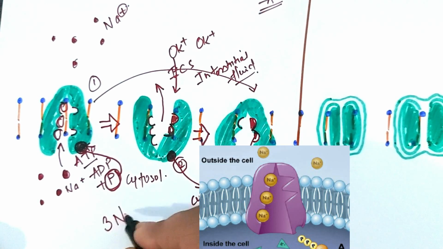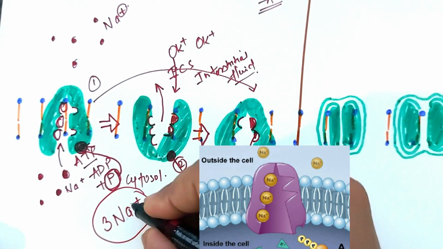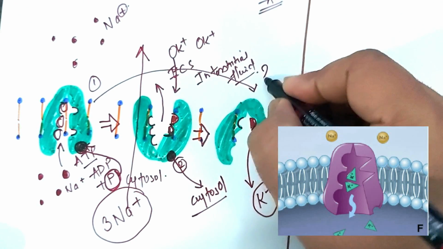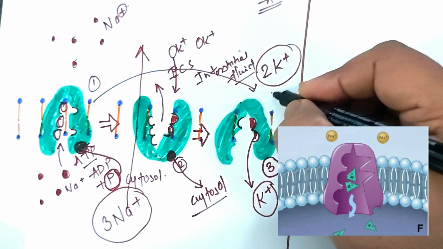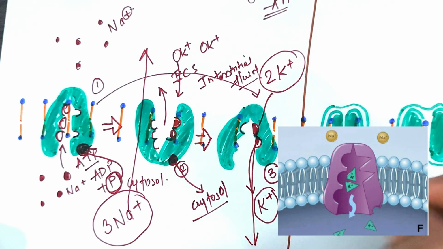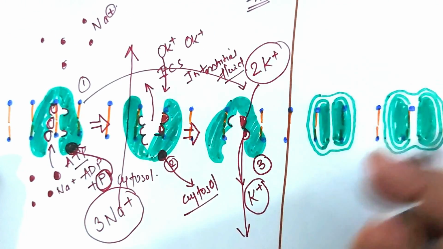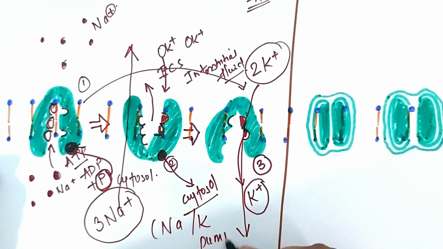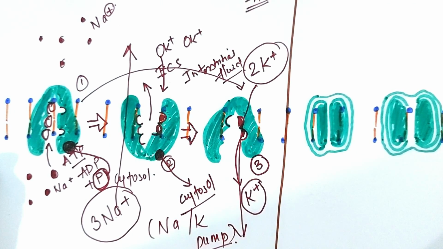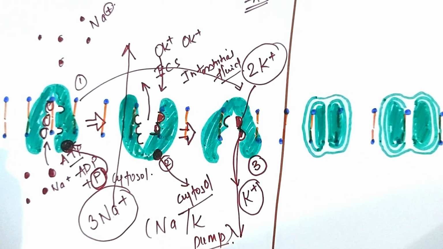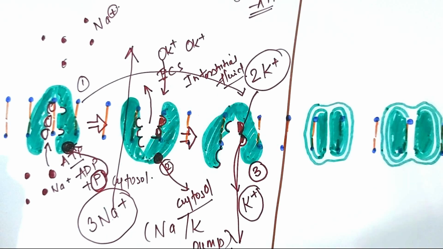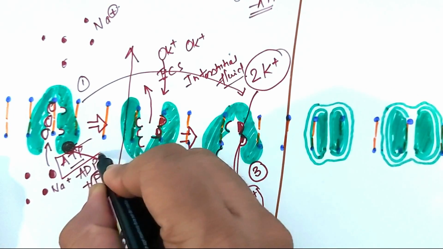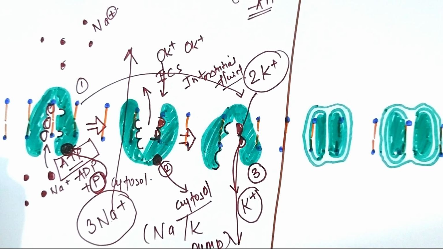So 3 sodium ions go outside the cell and 2 potassium ions come inside the cell. This is entirely the sodium potassium pump, to basically maintain the resting potential across the membrane. So this was active transport because of the energy required with the help of the ATP.